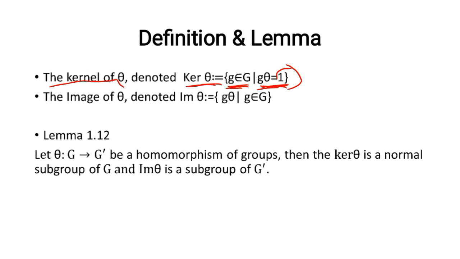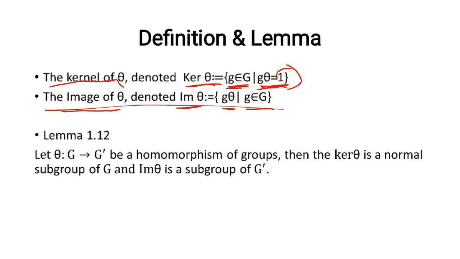Okay. Now, the image of theta, denoted im theta, collects all the images, that's g theta, as you can see there, for all the small letter g in the group G itself. So that's the definition that you need to know.